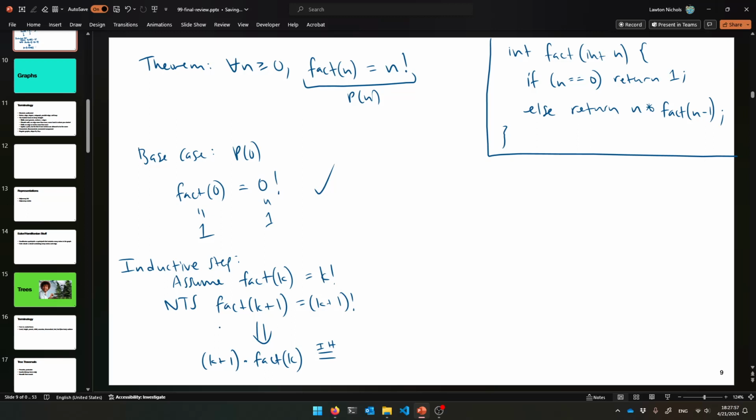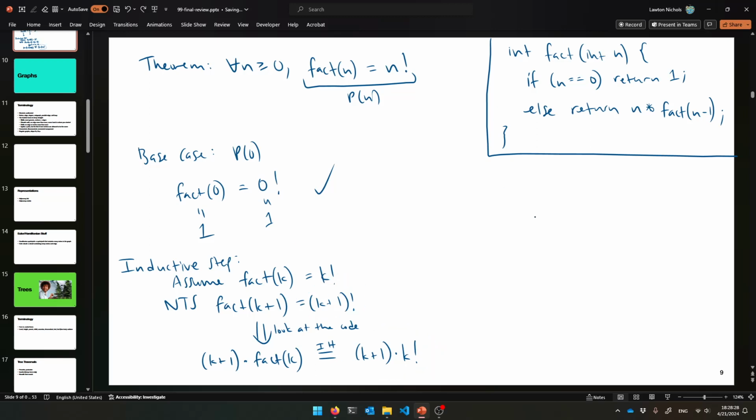Using my inductive hypothesis. So this arrow is just like looking at the code. And now this part is equal to, by the inductive hypothesis, what the code's going to do. Now, fact of k, I'm assuming it really will give back the right thing in my inductive hypothesis. So this I can replace with k factorial. So this is equal to k plus 1 times k factorial. And now, all I need to show is, is what I have now equal to k plus 1 factorial? And it is.